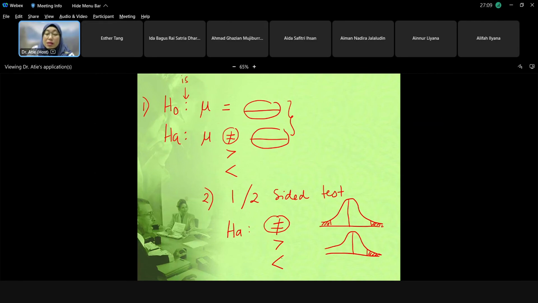And then for the less than, right? The area that we need to shade is actually the left tail, like this, one tail. So this is the concept that you need to understand.